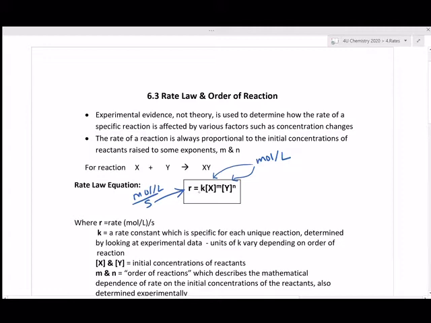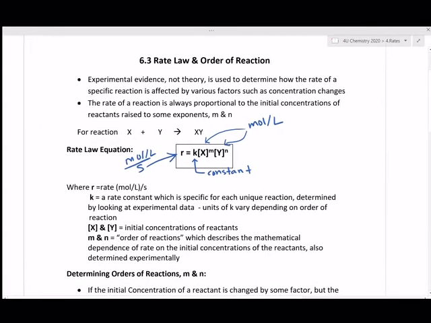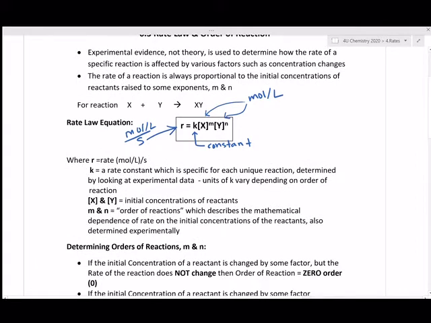Now, K is a constant, and we will look at eventually how to figure out that constant. And what we're really interested in is this thing called M and N. And these are exponents that you raise the concentrations to, and quantitatively they tell you what effect changing the concentration has on the rate of the reaction. All right, so I think we've basically gone through most of this.